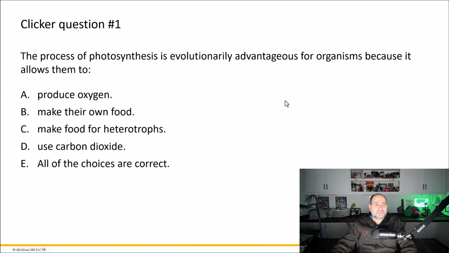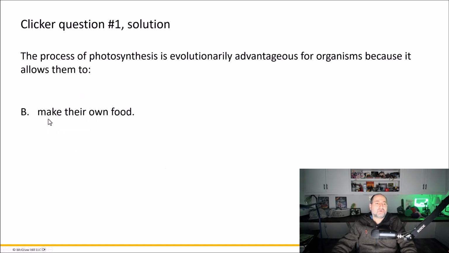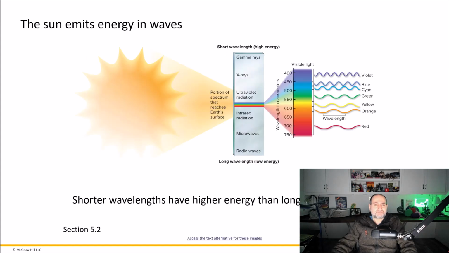Let's do clicker question number 1. The process of photosynthesis is evolutionarily advantageous for the organisms because it allows them to make their own food. This was a tricky question because all of these answer choices are technically true, but the thing that's advantageous for them evolutionarily speaking is B, to make their own food. Remember, they're autotrophs or self-feeders.